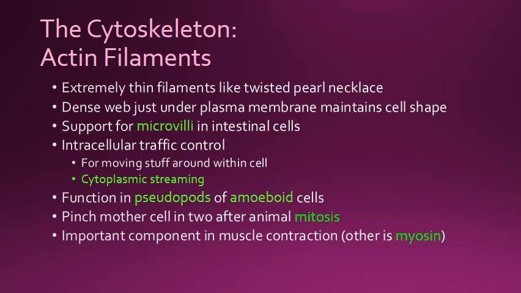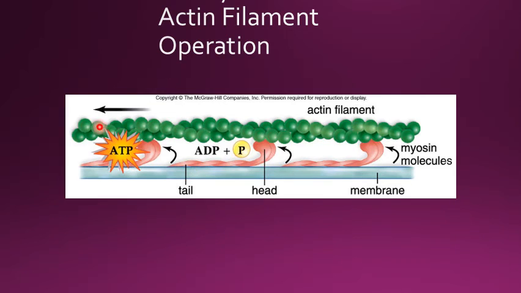We won't talk about the pseudopods or amoeboids necessarily, but they pinch the mother cell in two after animal mitosis. So when a cell goes through mitosis, which we'll go into in more detail, there are two cells forming in a long shape, and there are actin filaments pinching them apart, like a rubber band almost. They are also an important component in muscle contraction. So here's an actin filament. See these little tiny fibers going around each other. And that is to do with muscle contraction.